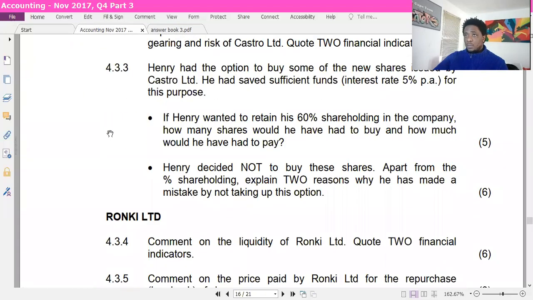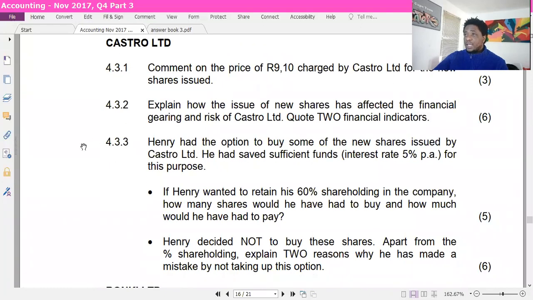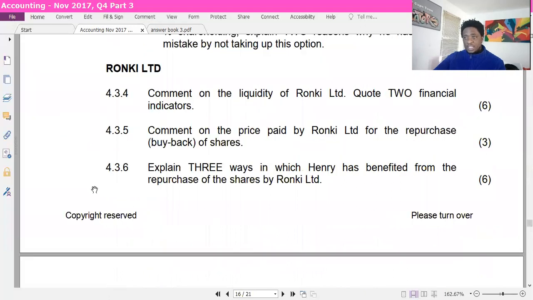And then question 4.3.2, they say, explain how the issue of new shares has affected the financial gearing and risk of Castro Limited. So when we talk about financial gearing, they are mainly referring to the capital structure. The capital structure of the business is non-current liabilities as well as shareholders' equity. So what we want to see is how is the gearing? Are they using a lot of debt or a lot of equity, and by how much? So firstly we will need to check the debt to equity ratio.